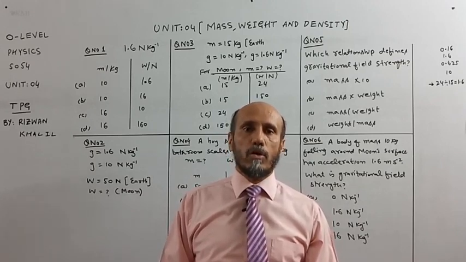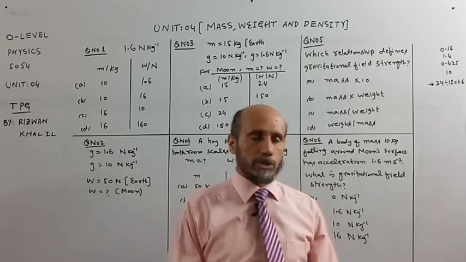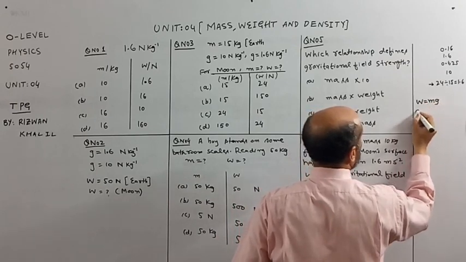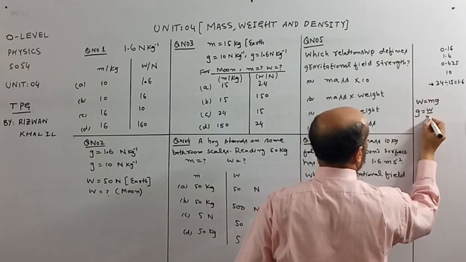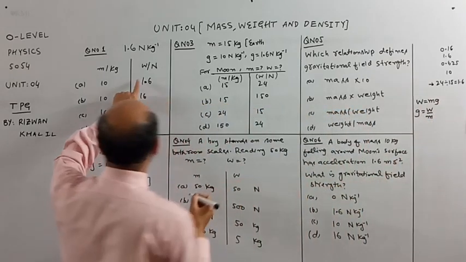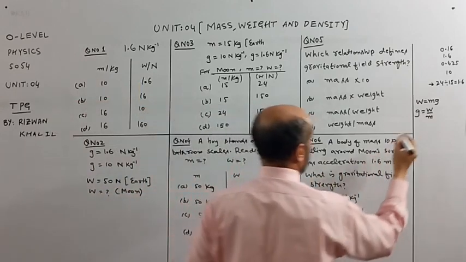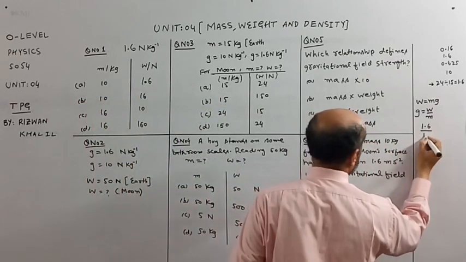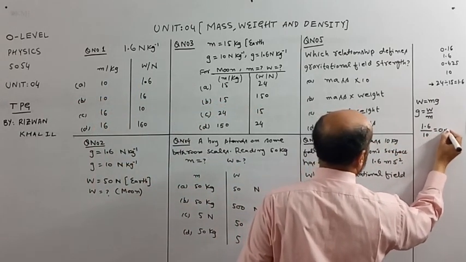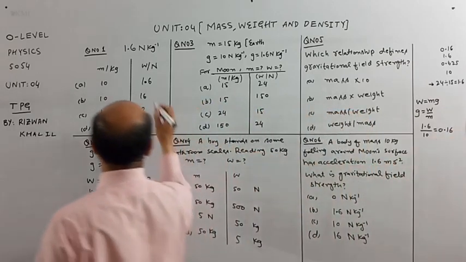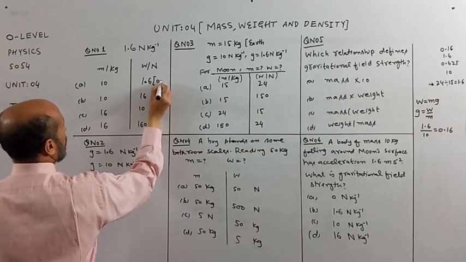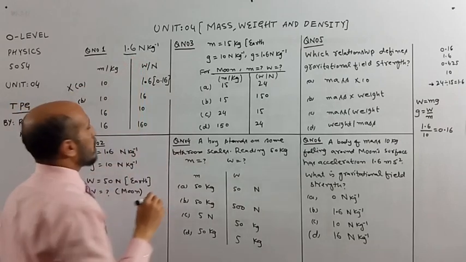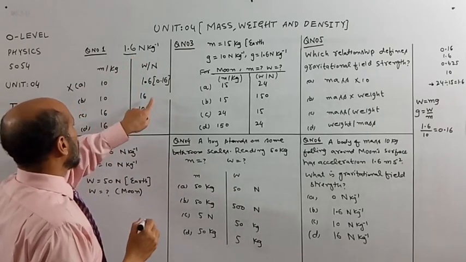So what was the formula of weight? W is equals to mg, so g is equals to W over m. So for the first value, this is 1.6 divided by 10. So this will be equals to 0.16, which is not possible because what was the value which was given? 1.6.